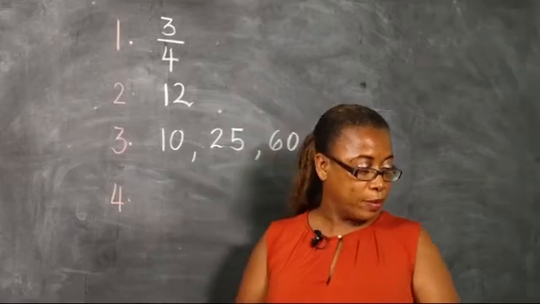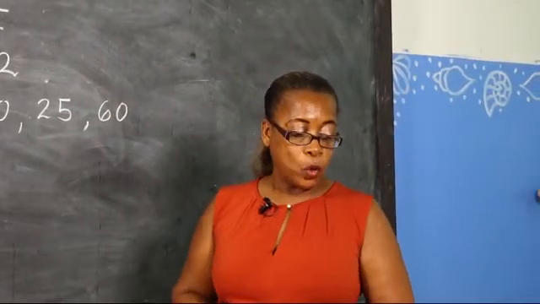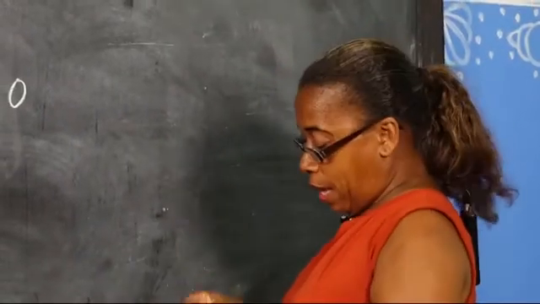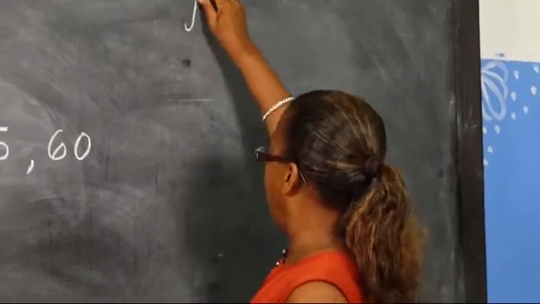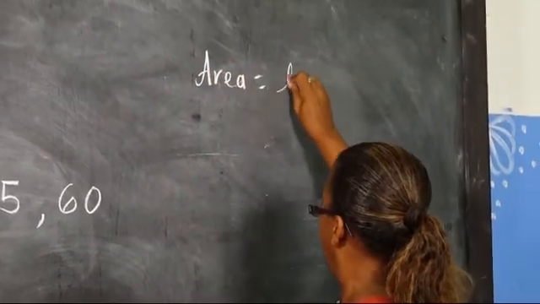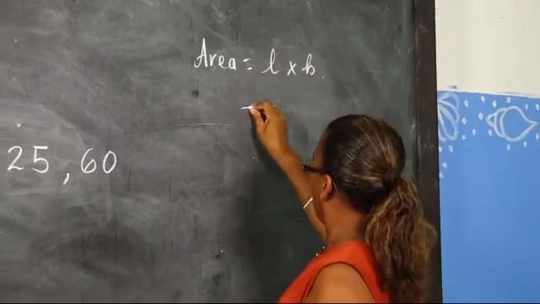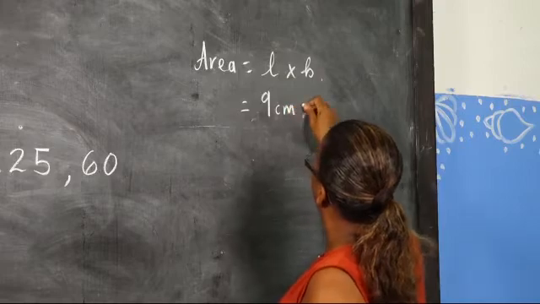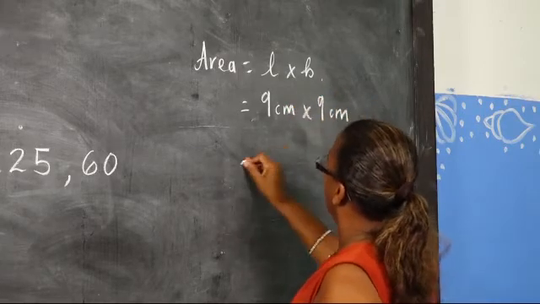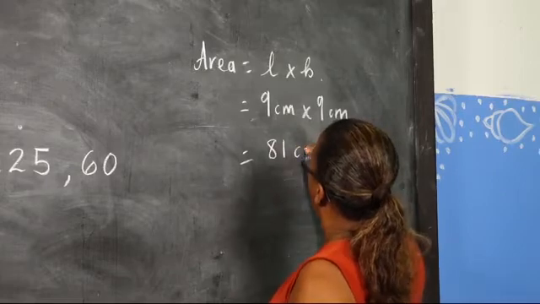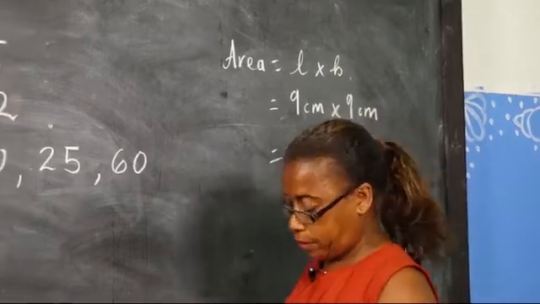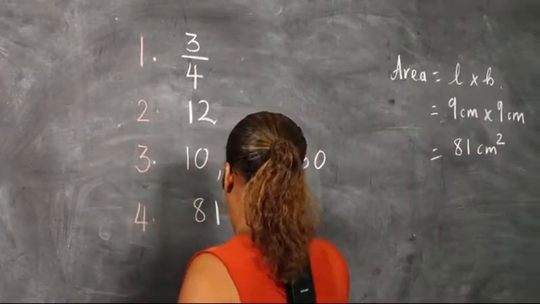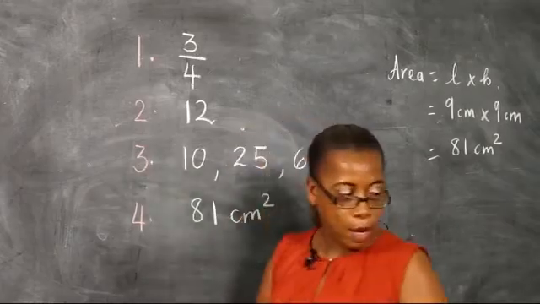Number 4. What is the area of a square with a length of 9 centimeters? Remember the formula for finding area equals length times breadth. So the square, we have 9 centimeters times 9 centimeters. So the answer is 81 square centimeters. Okay? 81 square centimeters.